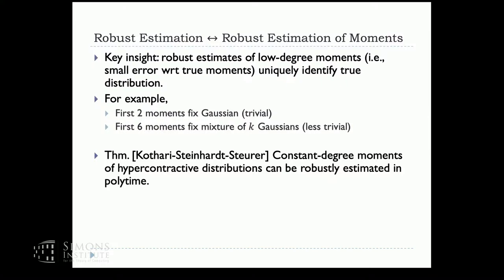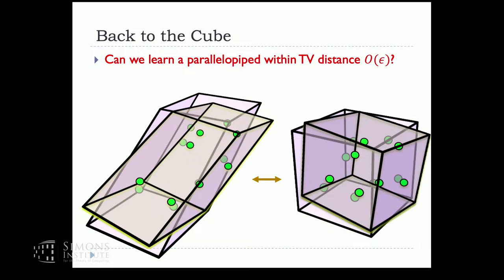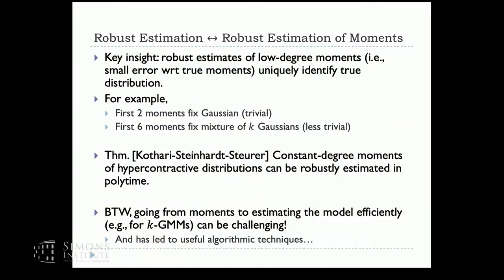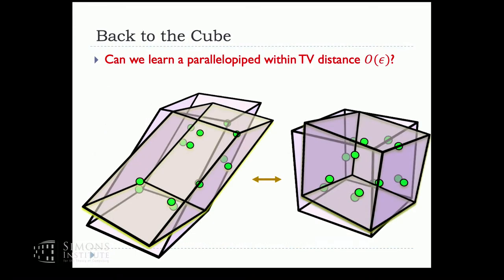So this follows from Kothari, Steinhardt, Steurer, that constant degree moments you can actually robustly estimate in polytime. Now, as I mentioned, that's sort of the information theory part, and then you still need to do the rest. Now, how about a parallelepiped?